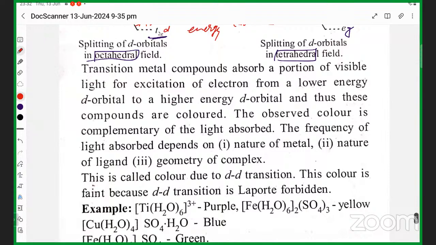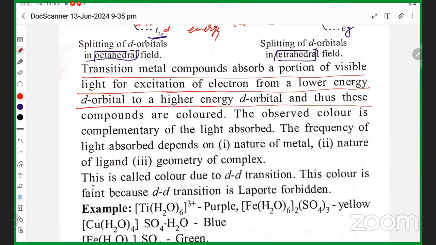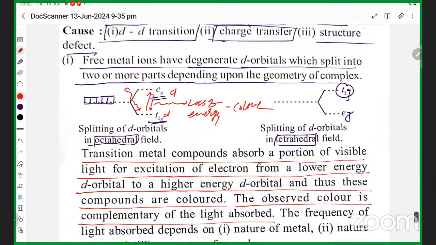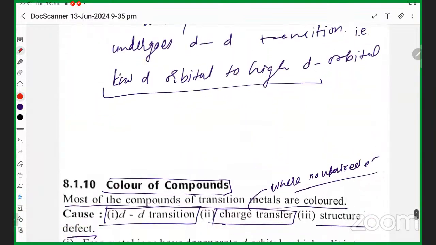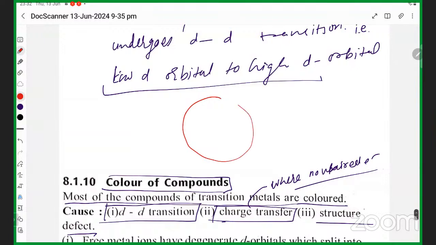So here, transition metal compounds absorb a portion of visible light for excitation of an electron from a lower d orbital to a higher energy d orbital. Thus, those compounds are colored. The observed color is complementary to the light absorbed. Whatever light is absorbed, the color seen is its complement. Complementary color you must be knowing, na?